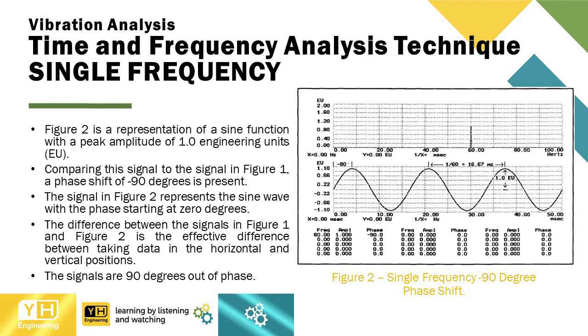Figure 2 is a representation of a sine function with a peak amplitude of 1.0 engineering units, or EU. Comparing this signal to the signal in Figure 1, a phase shift of minus 90 degrees is present. The signal in Figure 2 represents the sine wave with the phase starting at 0 degrees. The difference between the signals in Figure 1 and Figure 2 is the effective difference between taking data in the horizontal and vertical positions. The signals are 90 degrees out of phase.